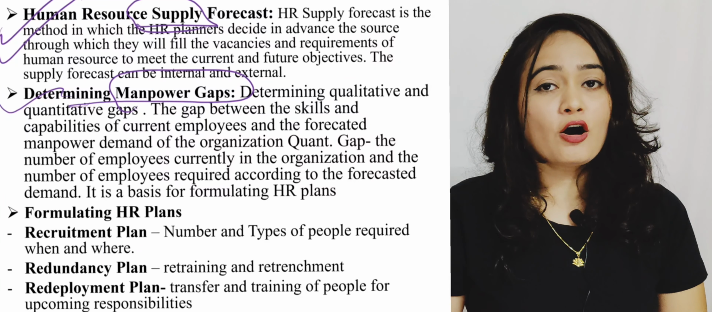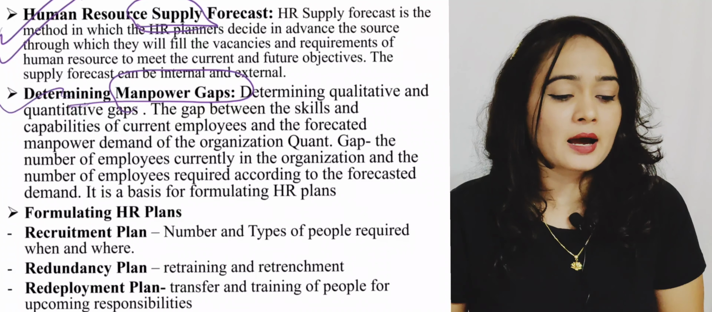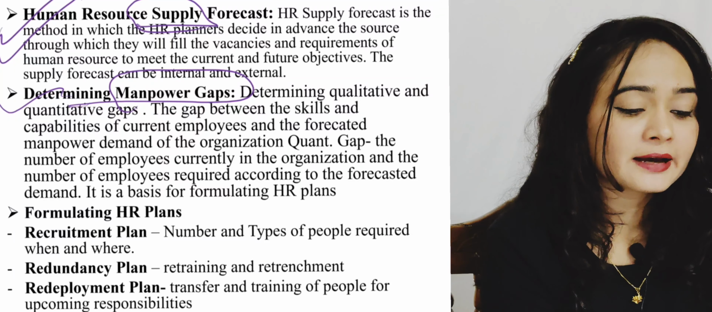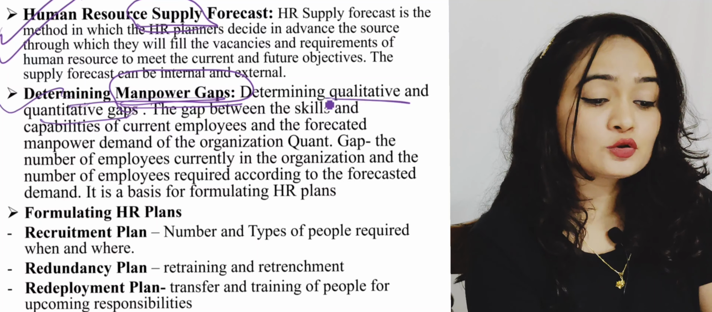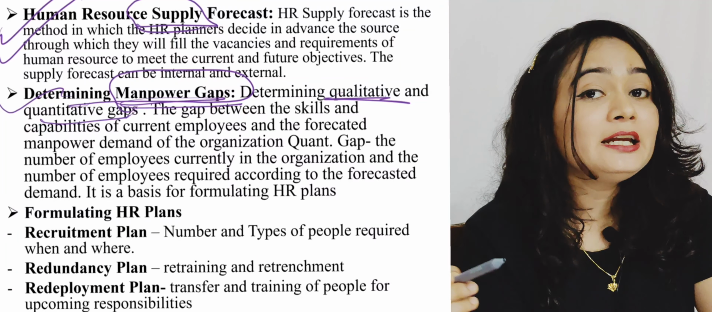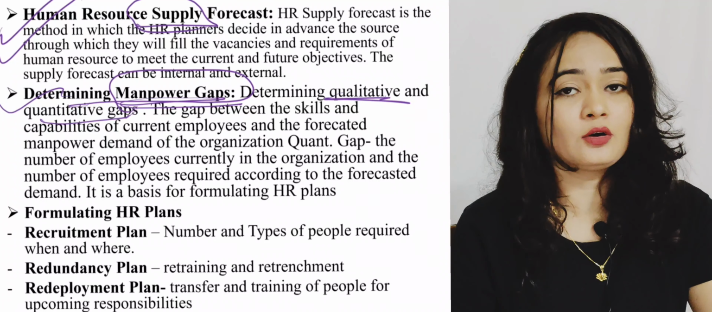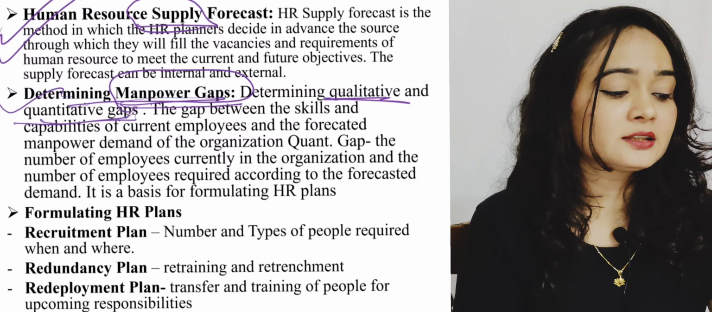The number and kind of people required by the organization to fulfill the desired goals, and the number and kind of people that you have in the organization right now. Okay, so that is determining the manpower gaps. Determining qualitative and quantitative gap. So qualitative gap is the kind of people, skills, education of people, training, experience of people, and quantitative gap is the number of people required. So that is determining the gap.